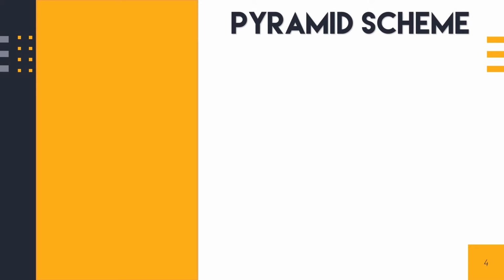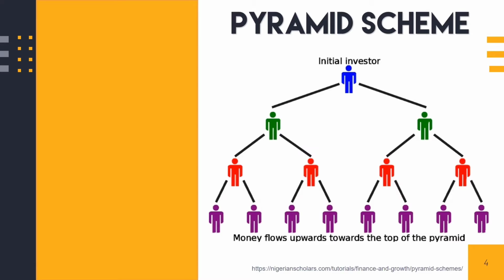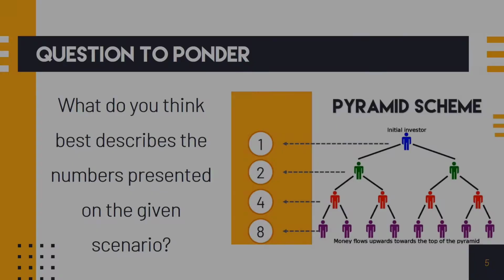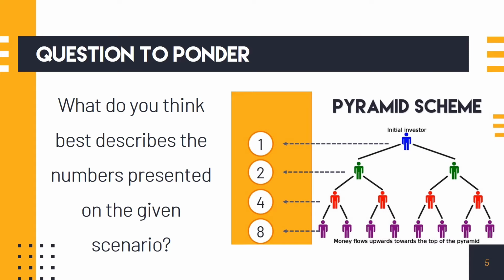Pyramid schemes for making money are a widespread phenomenon since 1980. The operation of a common pyramid is shown. The number of persons on each level doubles. So, if each person on each level continues to recruit other investors, the pattern goes on. The question now is, what do you think best describes the numbers presented in the given scenario?